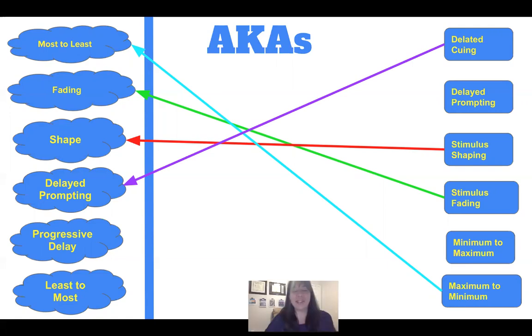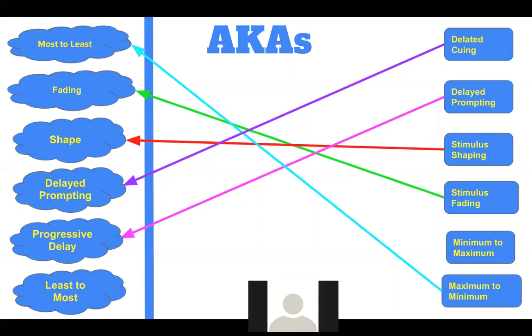Okay. Progressive delay. Delayed prompting. Yes. I purposely put that there because I knew I had to throw you guys off a little bit, not too much, but there you go. Would they all be kind of AKAs for each other then, like delayed prompting, progressive delay, and delayed queuing? Exactly. Good question. Yes, those three are. I purposely put it in there to see if you got confused a little bit, but you guys did great. Least to most, last one. Minimum to maximum. Nice job.